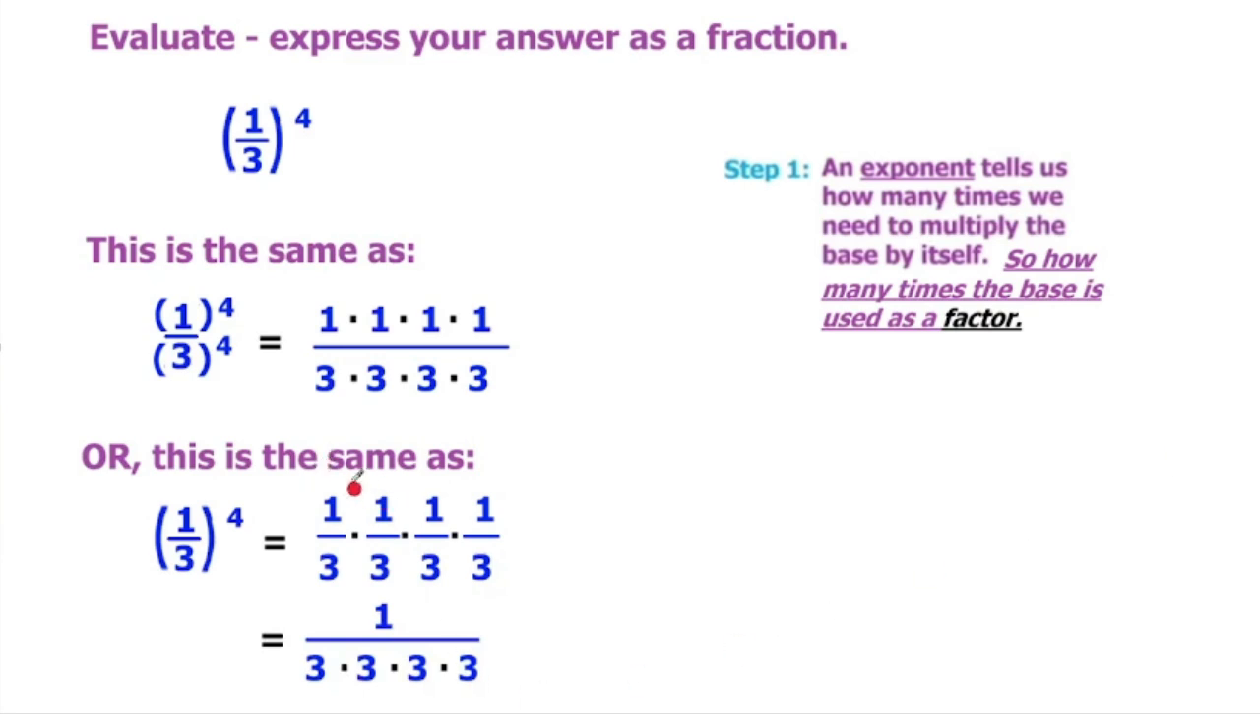So now we just multiply the numerator and then multiply the denominator. So the numerator, 1 times 1 times 1 times 1 equals 1. And 3 multiplied 4 times equals 81. So we have 1 over 81. And that's how simple it is to evaluate that expression.